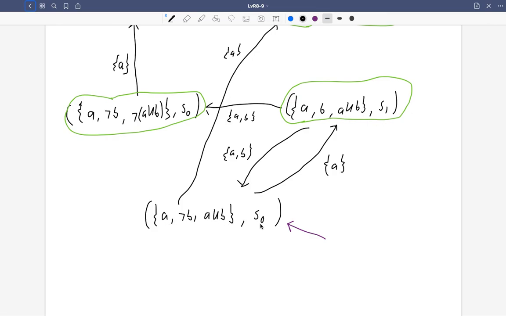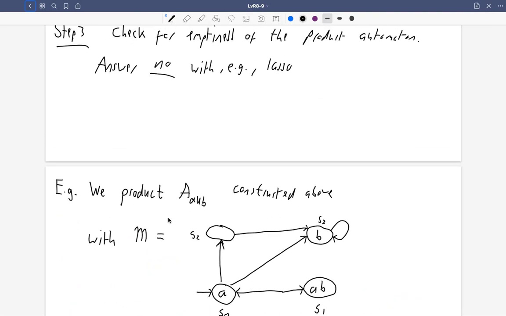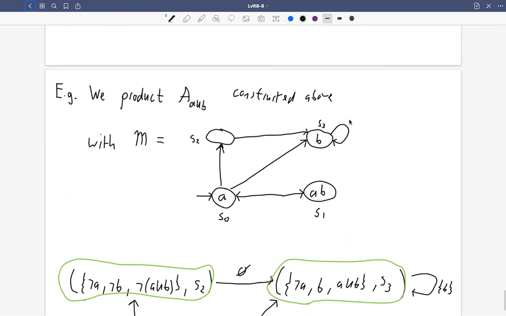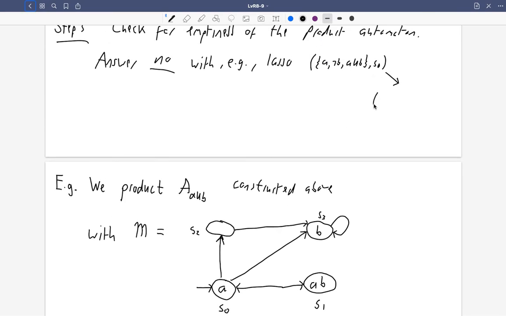So firstly, the S0 state. Let's write it up here. So we had A, not B, A until B, S0. And this goes to not A, B, A until B, S3. Then not A, B, A until B, A until B, S3. And then it had a trivial one-step loop back to itself.